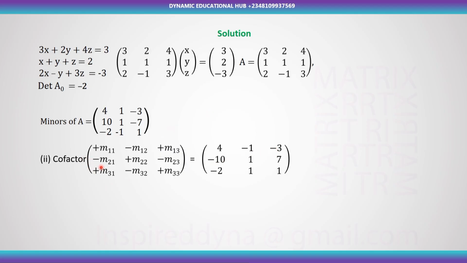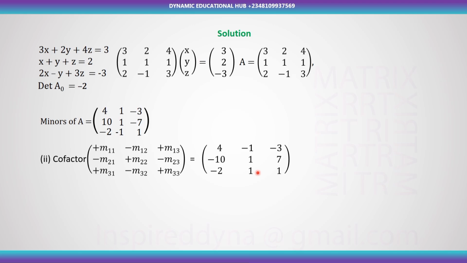For this one, we find the additive inverse. So it is 10 before, it becomes minus 10. This one is plus, maintaining its sign. This one is minus, and in the minor it is minus, so it becomes plus 7. The last one, which is this one, we are going to find the additive inverse, and that is 1. We have found the cofactor.